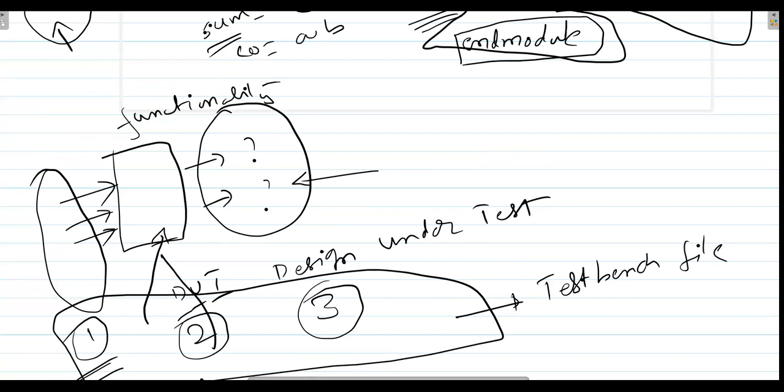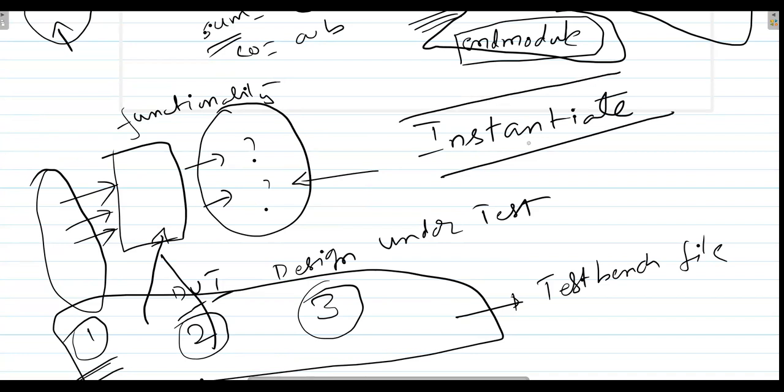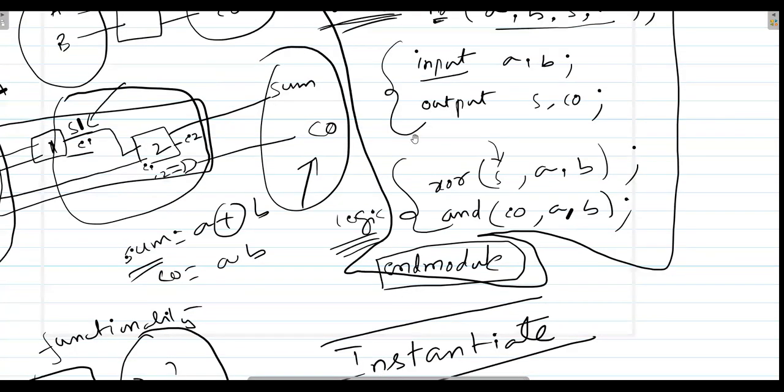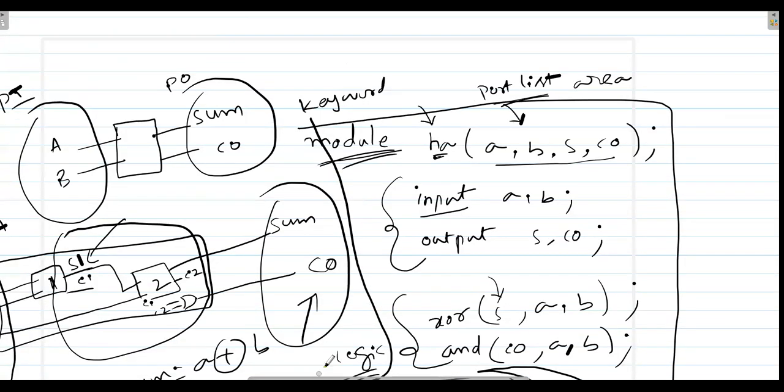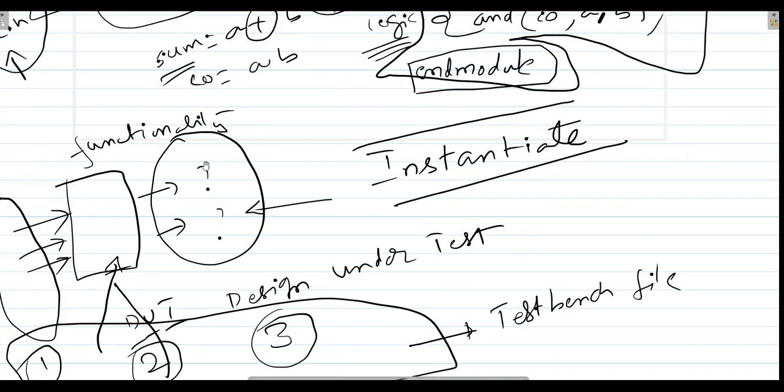Instead of calling, you say instantiate. You don't use calling here. You say instantiate. What do you instantiate? The DUT you instantiate. Which DUT? This is the DUT. With the name of this, you instantiate. This is the name HA. With that name you instantiate. And then what you do, you observe the output.